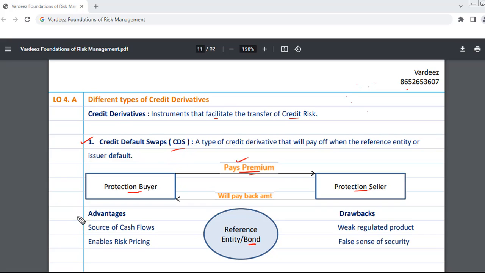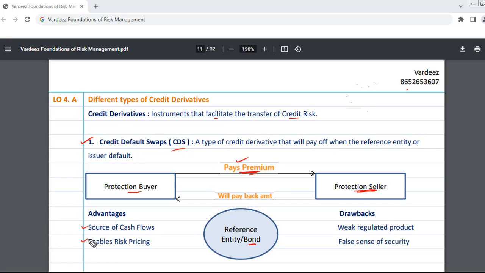Simple. Okay, let's look at the advantages. Now, it's a great source of cash flows to the protection seller. Imagine if there are two bonds and the protection seller knows that this bond will not default. You can collect money from the protection buyer and keep it, right? So that's a good source of cash flows.